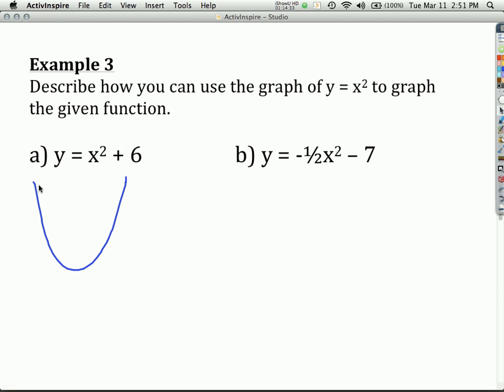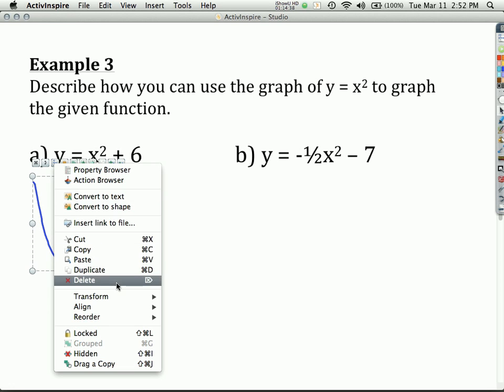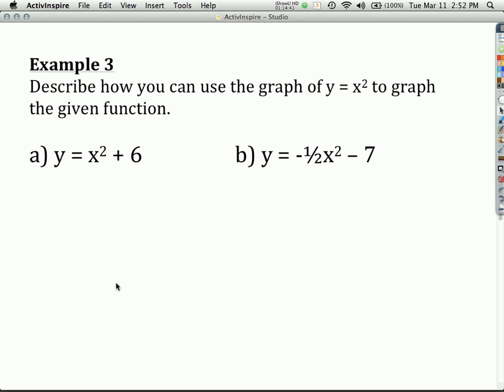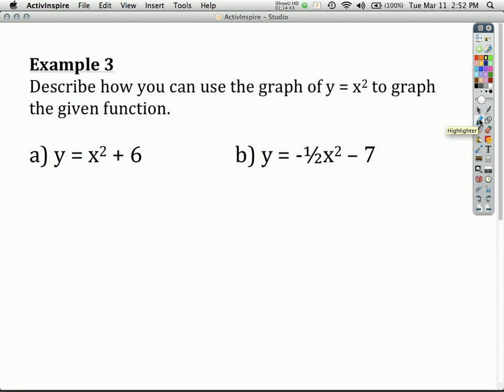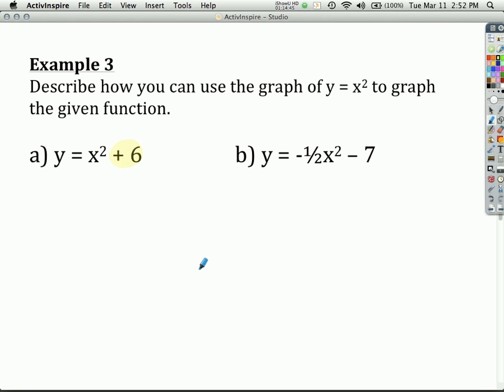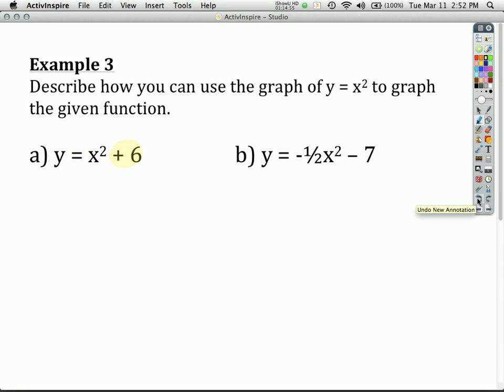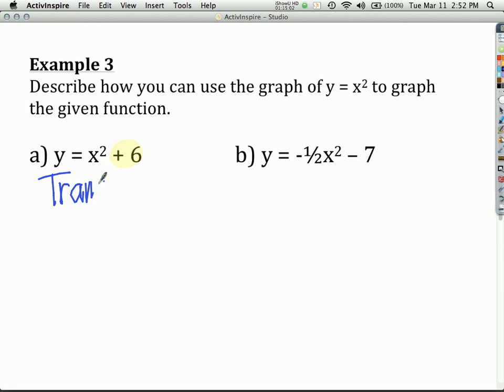Ziomara, what would I have to do? Move it up 6 units. How did you know that? That's right. All you would have to do is move it up 6 units because that's the only detail there. The coefficient here is positive and it's a 1, so there's nothing different about that. The only thing different is the plus 6. So here we would have to translate up 6 units.